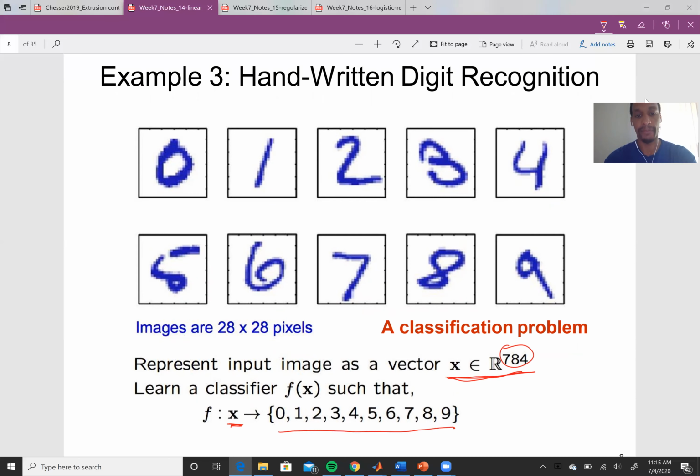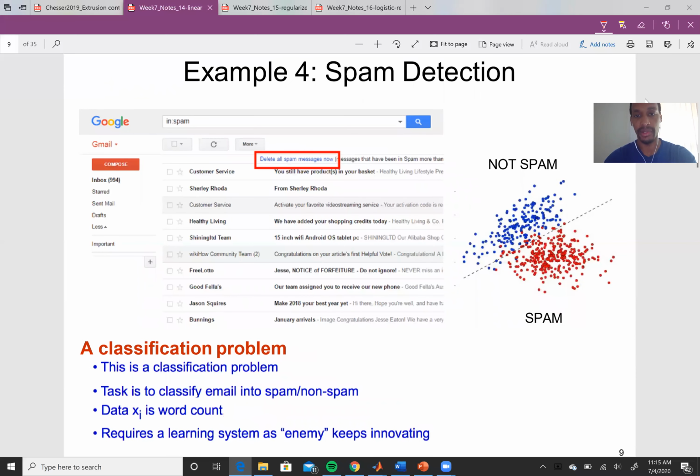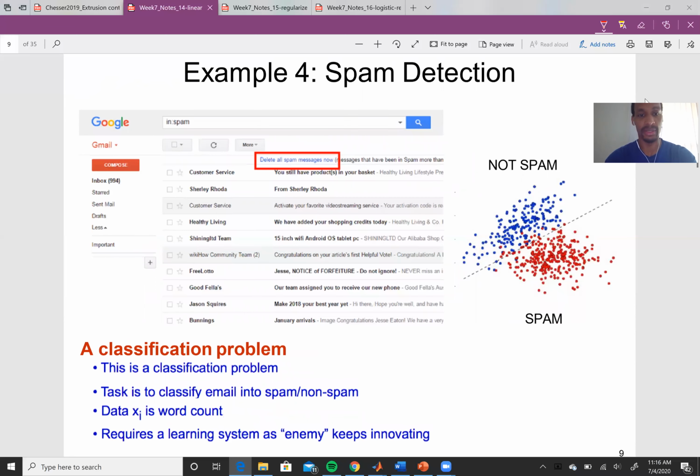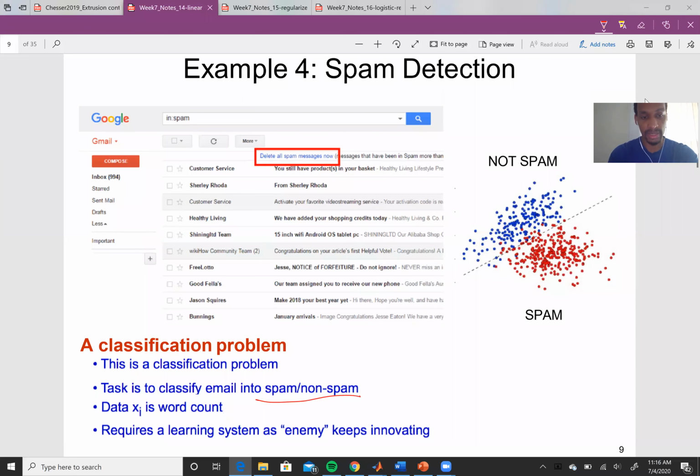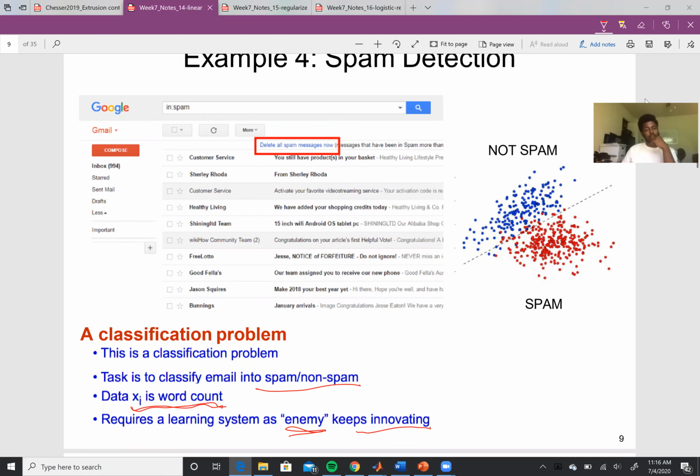And then there's another example, spam detection, which uses classification. The task is to classify email into spam and not spam. The data is, I guess this seems a little too simple to me for the data to just be word count. But it requires a learning system as spammers keep innovating. So I guess this is something that can also take into account your input as a user.